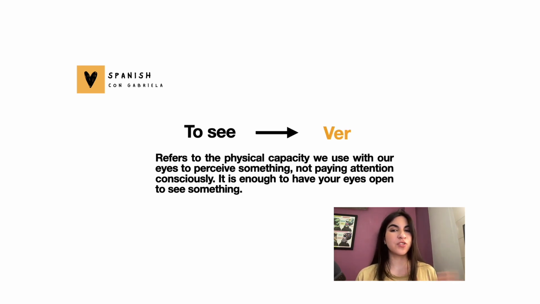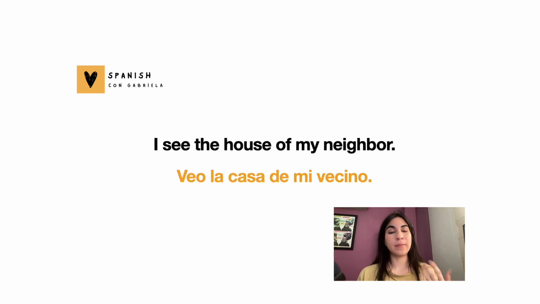So the verb to see, which means ver in Spanish in the infinitive form. In general, this refers to the physical capacity of seeing something, perceiving something with your eyes, right? It's not like you have to pay attention necessarily, it's just your physical capacity to see something. So just to give you an example of how we use this in the general sense, this is the sentence, I see the house of my neighbor. So in Spanish, this would be veo la casa de mi vecino. So this is literally when you just see something, right?